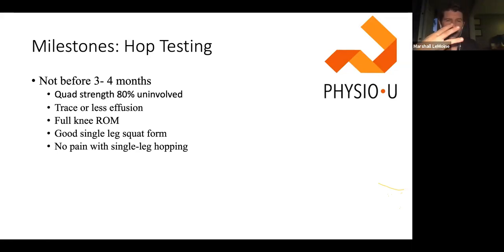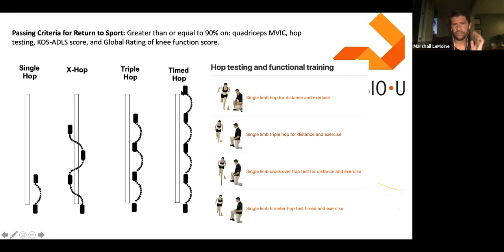Okay, so vertical. Vertical is not necessarily one that's tested early on to see where they are, but it's definitely one that's used for discharge for a measure of explosion and power. Six meters timed, exactly, yeah, six meters. So those four, the single, the triple, the crossover, and the timed, are part of this cluster called the hop tests. There have been lots and lots of studies on hop tests.